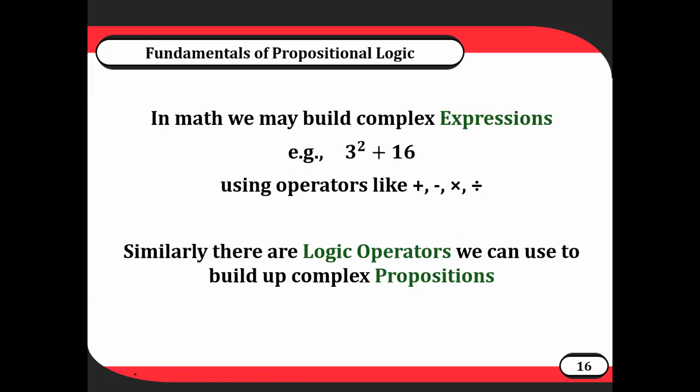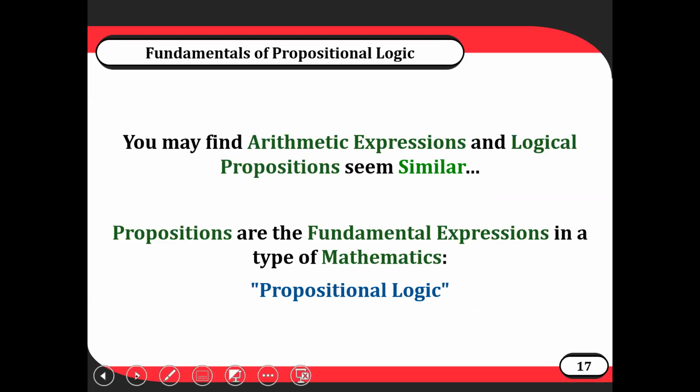In math, we build complex expressions, for example, 3 squared plus 16, using different operators: plus, minus, multiplication, division. Similarly, using propositions, we have logic operators that we can use to build up complex propositions, and these are also known as logic expressions. And it's similar for very good reason, because propositional logic is basically a branch of math. So the fact that it has similarities to regular arithmetic should not be all that surprising.